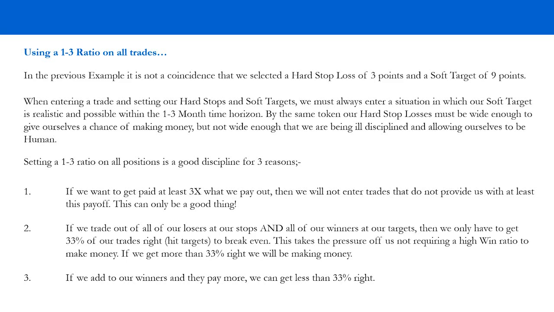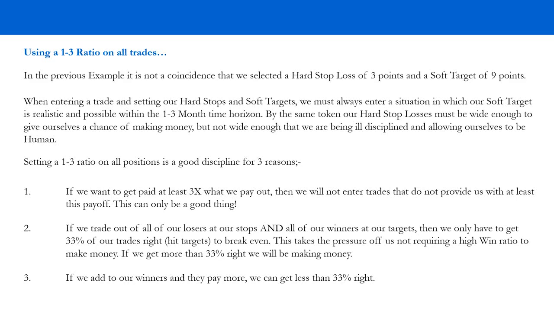So the percentage of the trades that you win on is your win ratio, and the percentage of your trades that you lose on is your loss ratio. And if we get more than 33% of our trades right when we're trading out at both our stop losses and our targets, we will be making money, which is obviously a good thing, which is our objective.